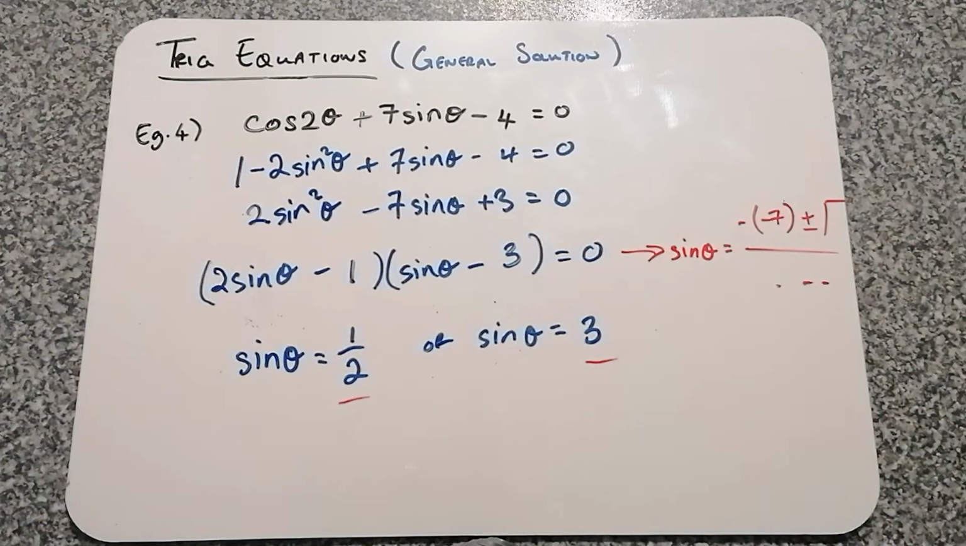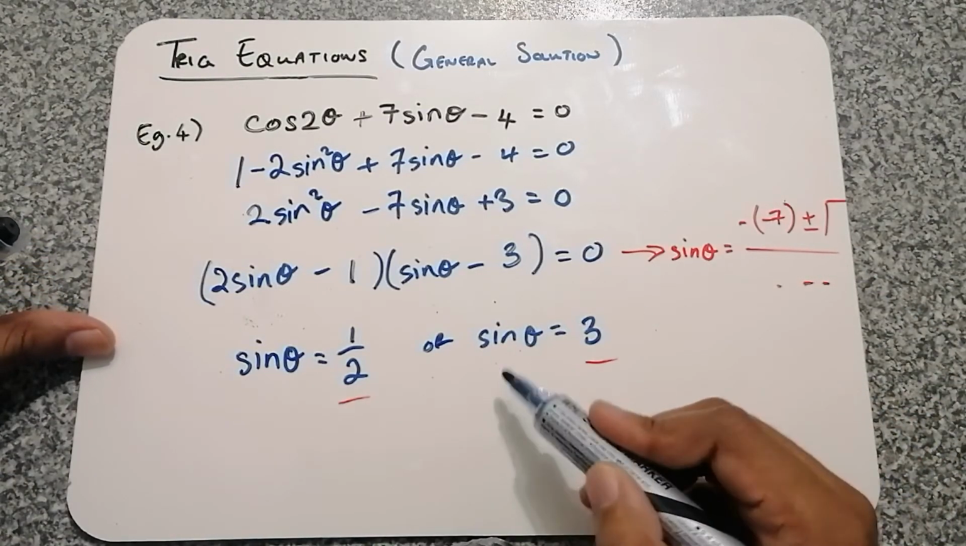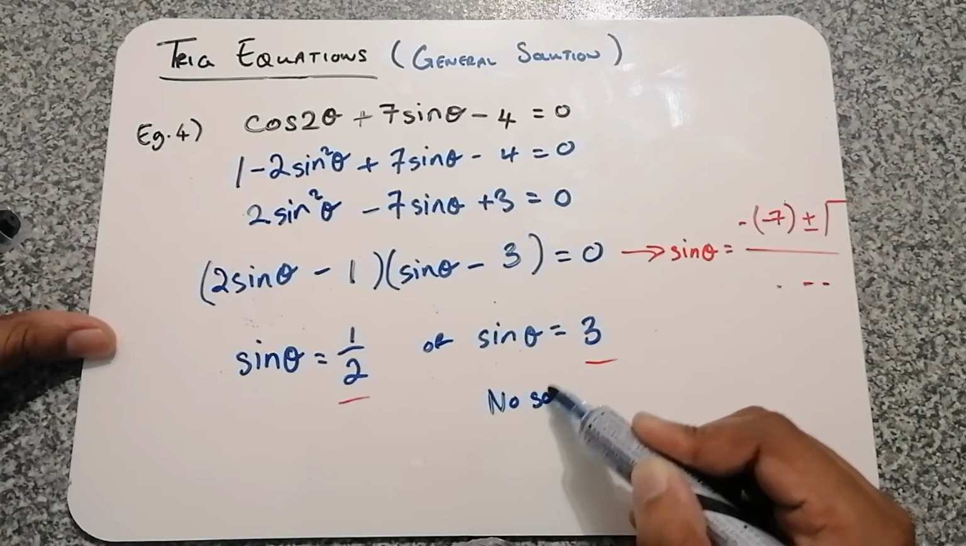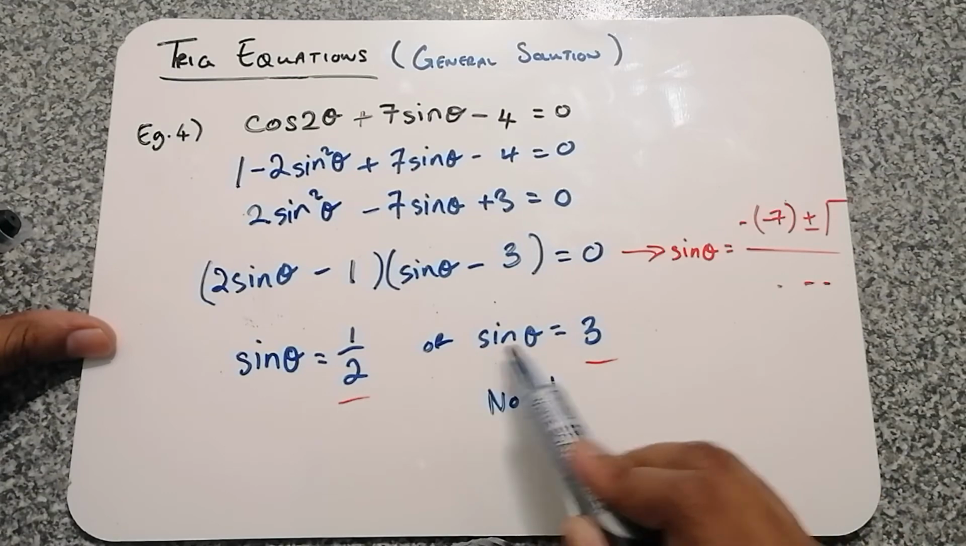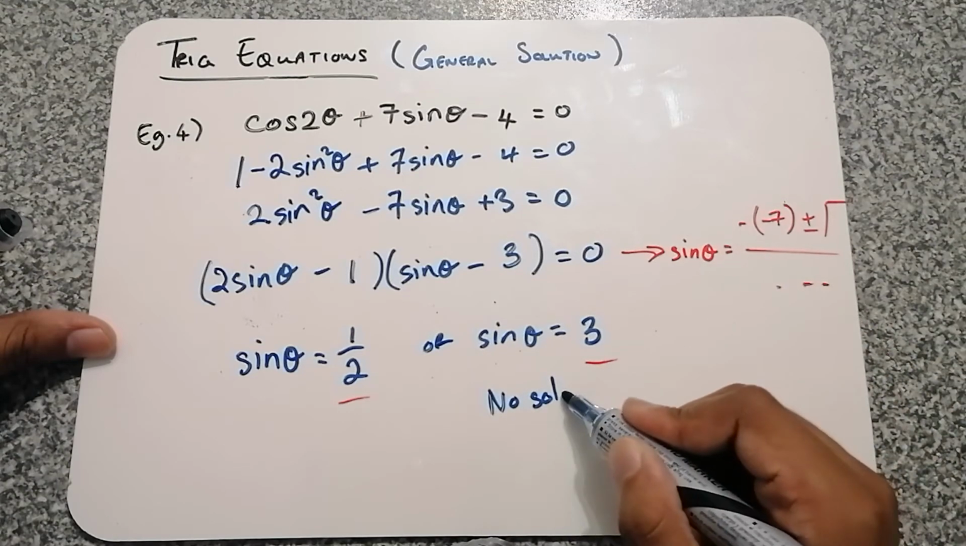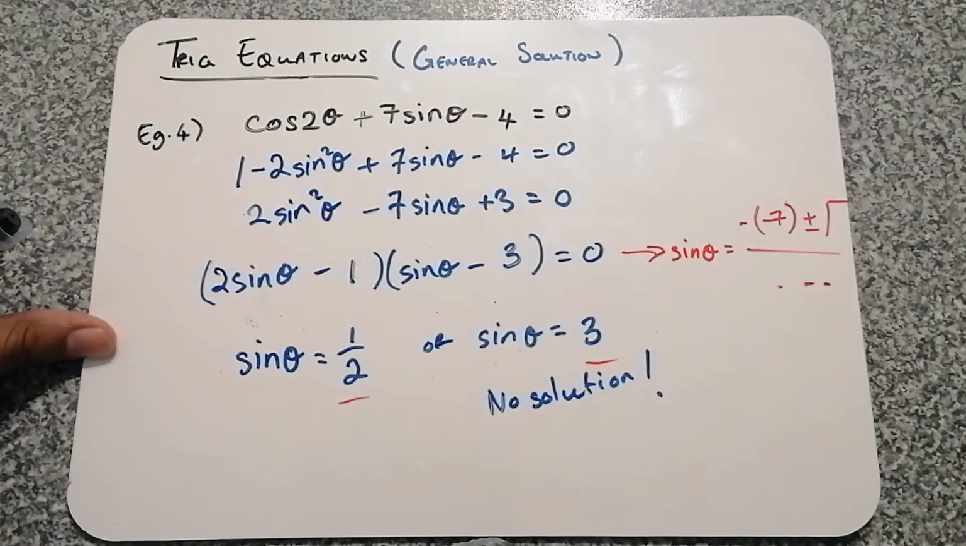Perfect. Now we need to solve for theta, because this is just sine theta. We won't be able to find a solution for this because already we can see there's an answer that's greater than 1, and sine can't be greater than 1. So there's no solution here. Okay, this one we can solve.